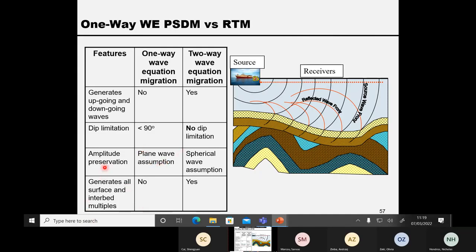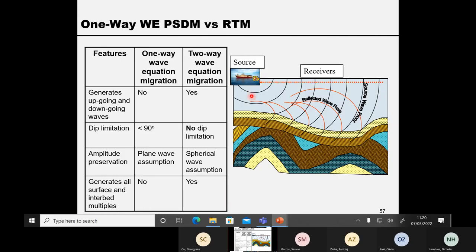And the one-way wave equation does not include the multiples, but the two-way wave equation can include multiples. That's why the image will be better. If the velocity is right, if the model is right, you have a much better result.